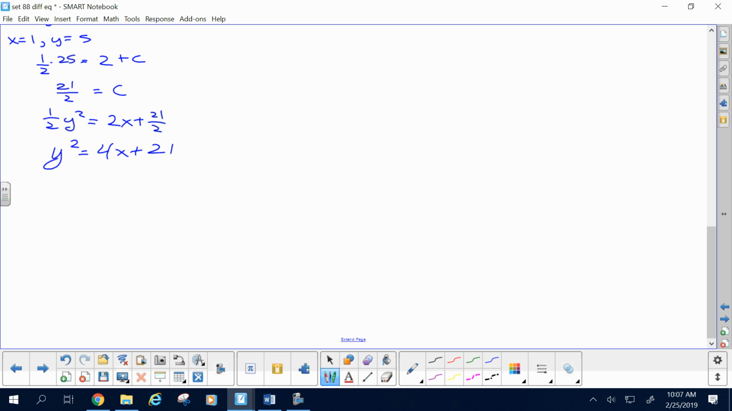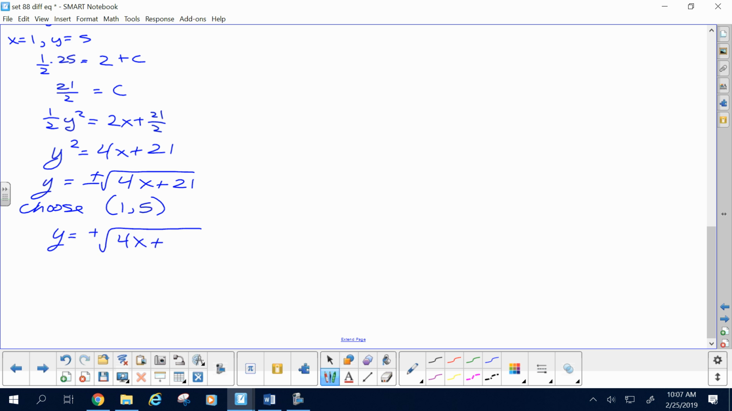Then what do I do? Square root it. When you square root it, it's plus or minus. But then we have to choose. Based on the fact that it's supposed to pass through 1 positive 5, it must be the case that y is positive square root of 4x plus 21. Alright, that's the idea. You follow?